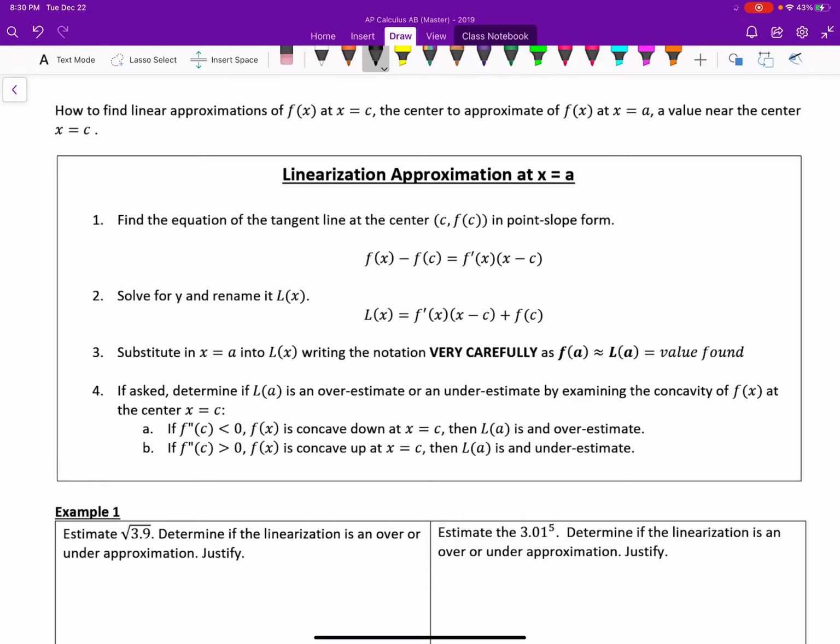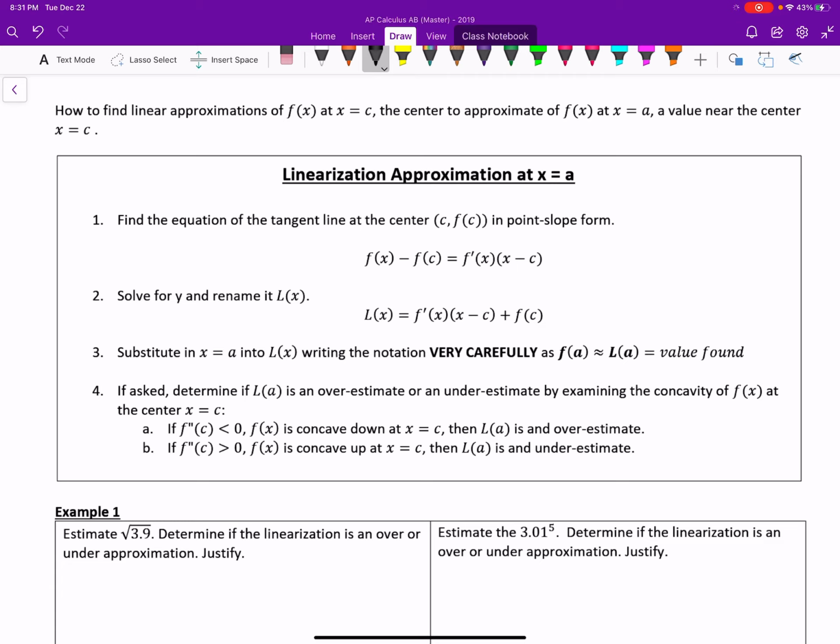So how do we use this to help us approximate values? If I'm trying to approximate a value of a function, but it's a complex function and it's hard to substitute the value into it, especially when I don't have a calculator, then we're going to use linear approximation at a center value at x equals c. That is a place where it's easy to find the value of the function and easy to find the derivative of that function. So we're centering it at c, but I'm trying to approximate at a different value, a, which is close to c, but not exactly at c.